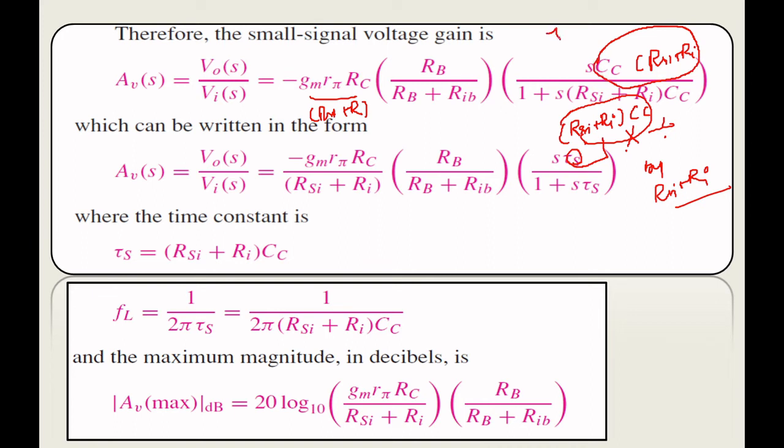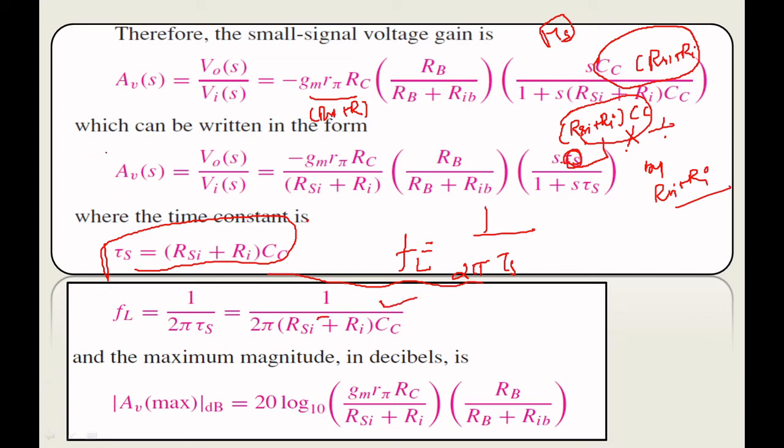This is a time period. This is an important part here: this is a time constant. You can see here this is tau s. S denotes that the capacitors are connected in series, right? So tau s equals RSI plus RI into CC. This is the time constant part. With that, we can calculate your cutoff frequency, 1 divided by 2 pi tau s. If you substitute the tau s, you will get this final equation.